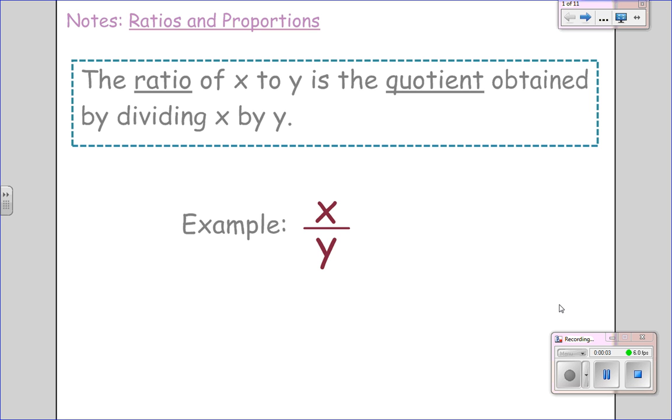In this video, we'll be looking at ratios and proportions, how to set them up, what they mean, and how to solve them. First off, the ratio of x to y is the quotient obtained by dividing x by y. Remember, quotient means the answer you get when you divide two numbers. So, a simple form of ratio is x over y.